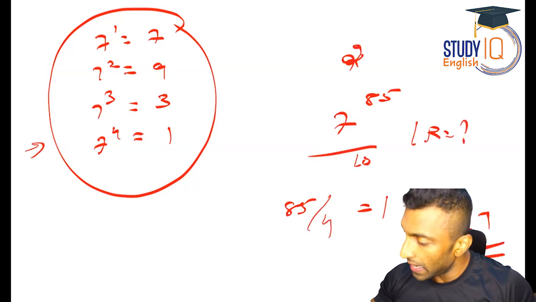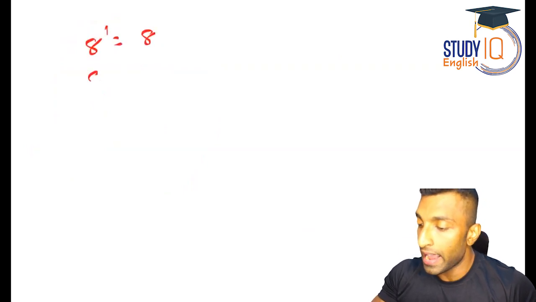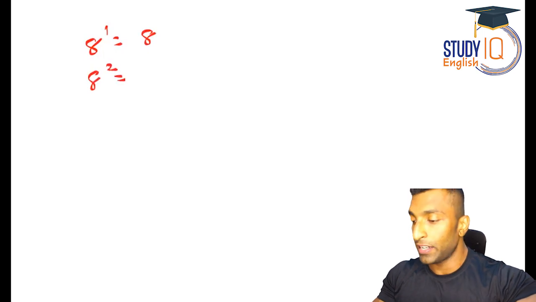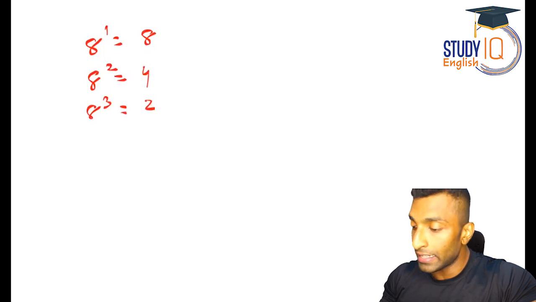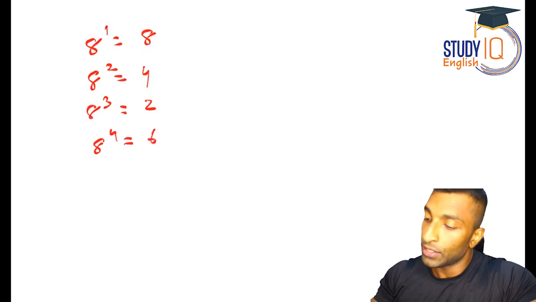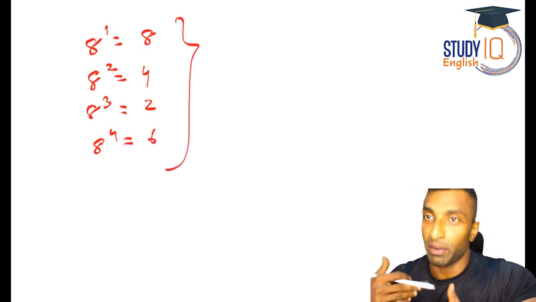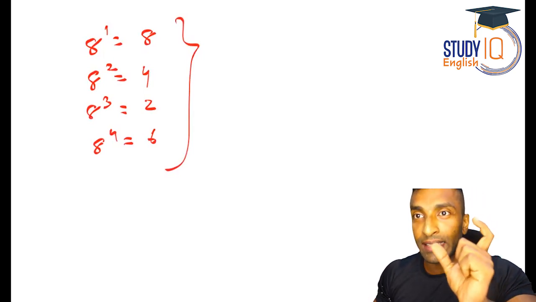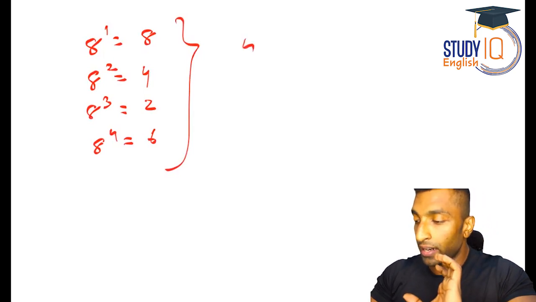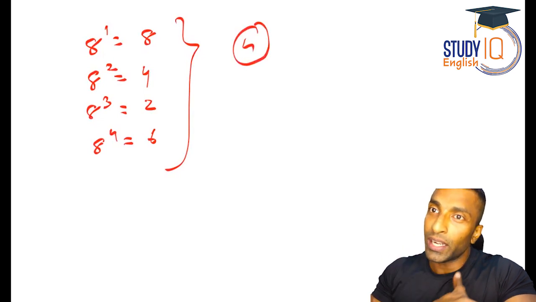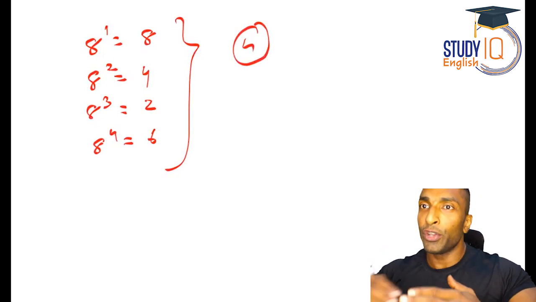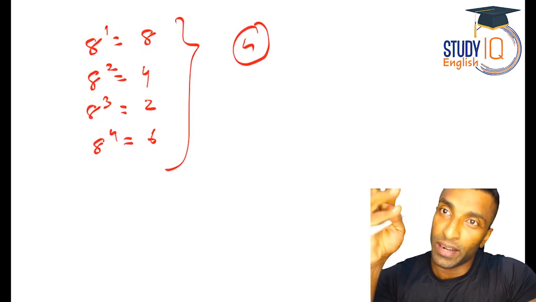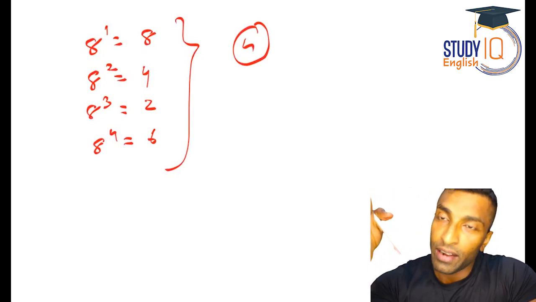All right. The same way, you can go for 8. 8 raised to 1 is 8. 8 squared is 64, so 4. 8 cubed, 4 into 8, that is 32, so 2. Then 8 raised to 4, 2 into 8, that is going to be 6. After every 4th power of 8, it will repeat again. So just like 2, 3 and 7, 8 also has a power cycle of 4. That means whatever question you get, you need to take the power and divide by 4 in the case of 2, 3, 7, 8.